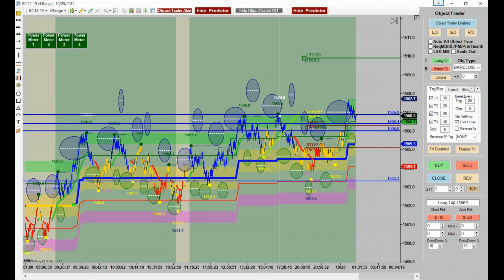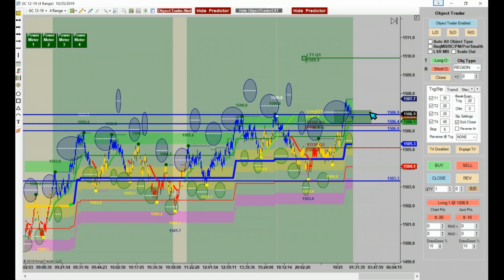Okay, what I'd normally do in a case like this, you might even go ahead and draw a region. We're getting a little late, but let's just say if that closes above that, we'll add one. Let's see if that works.